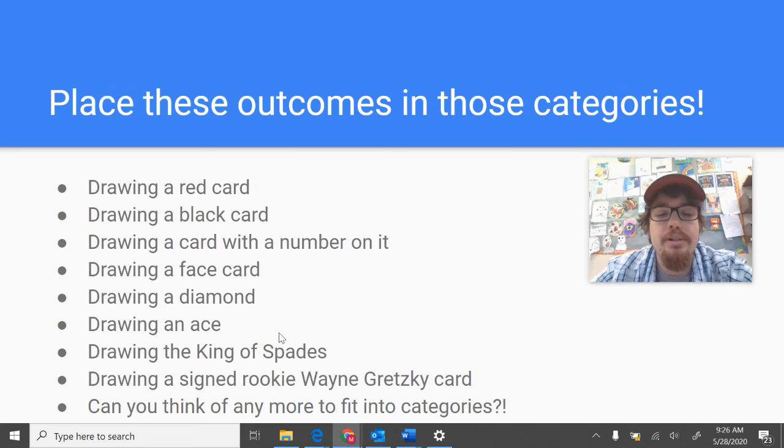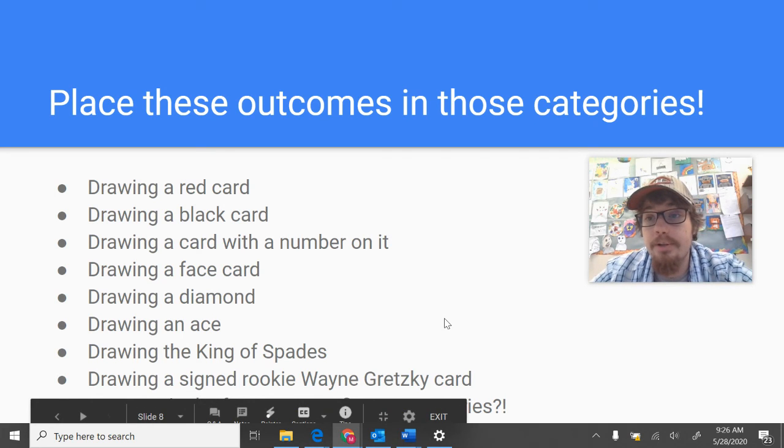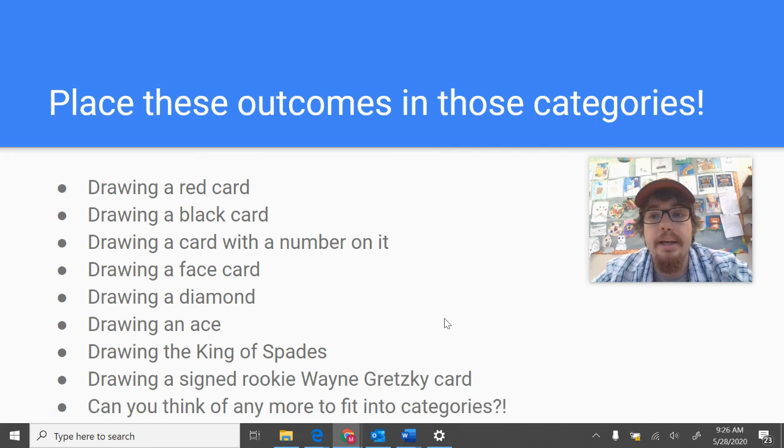Then I asked you, can you think of any more to fit into those categories? When you draw a card, maybe saying I want to draw a card higher than 5. Like if you're playing War with a friend and they show a 5, you're wanting to know what the chances are that you'll have a card higher than that. So try to think of your own to fit in. Try to think of ones that are certain or impossible. Those ones should be a little bit easier to think of.